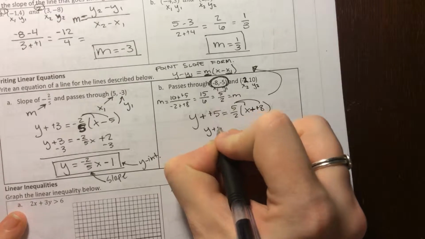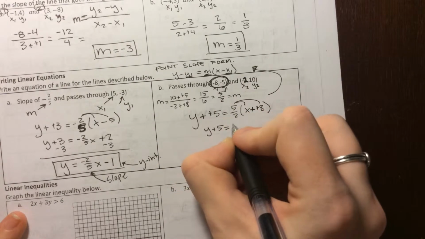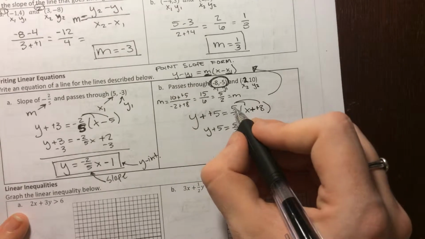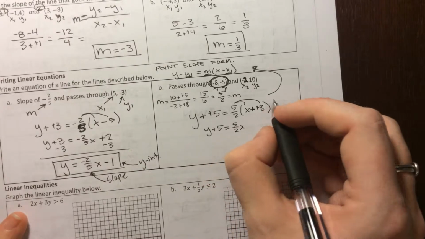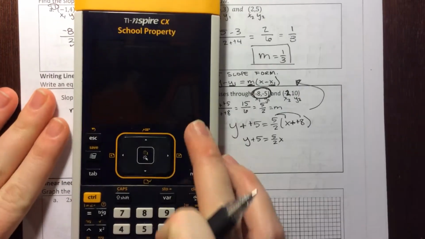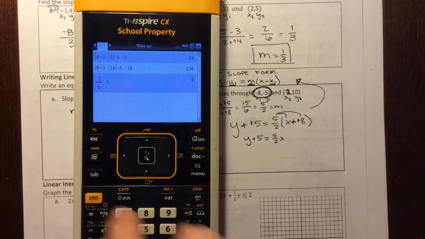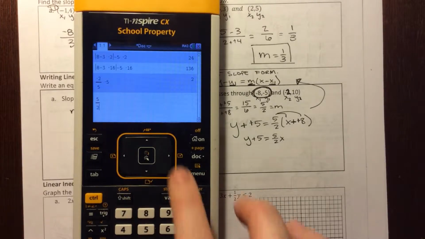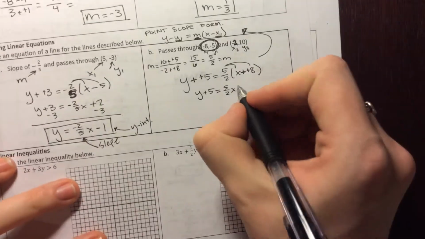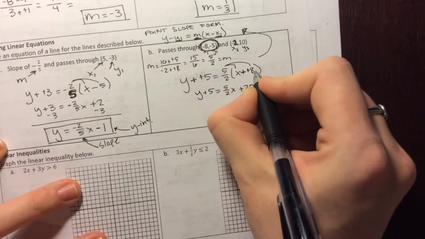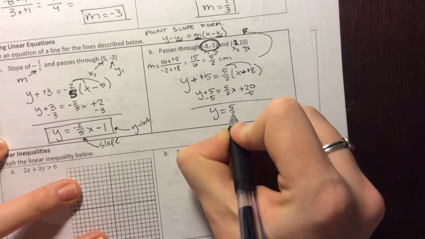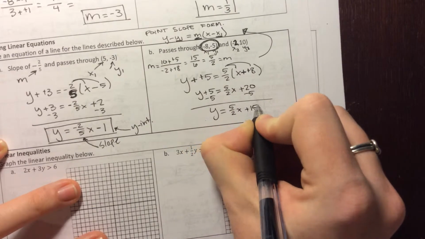I have y plus 5 equals 5 over 2 times x is 5 over 2x, 5 over 2 times 8 is going to be a positive 20. Here, if you didn't know that, you could plug it in again. You could do 5 over 2 times 8. Gives us a positive 20. Okay, so I add plus 20 here. 5 over 2 times 8 is 20. Subtract 5, subtract 5. I get y equals 5 over 2x. 20 minus 5 is a positive 15.